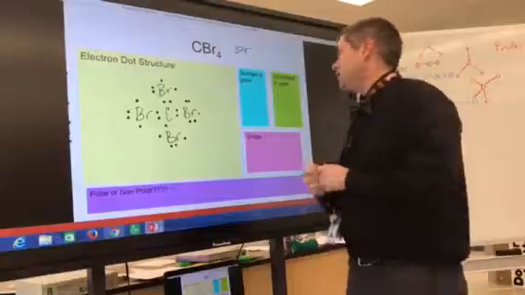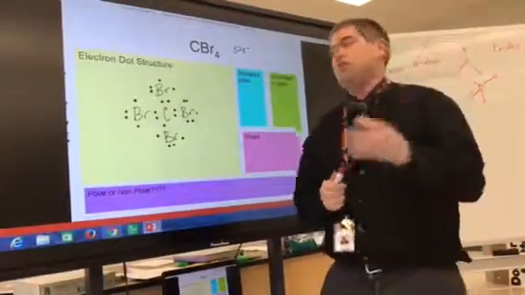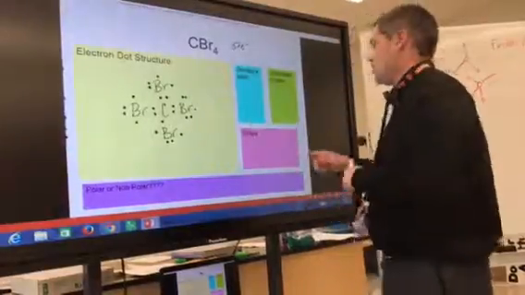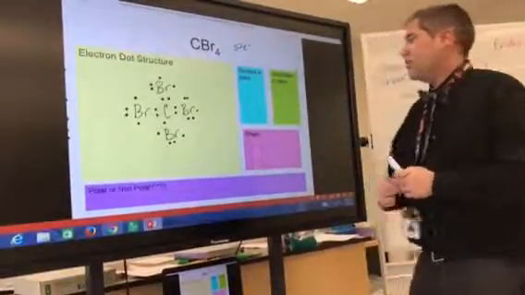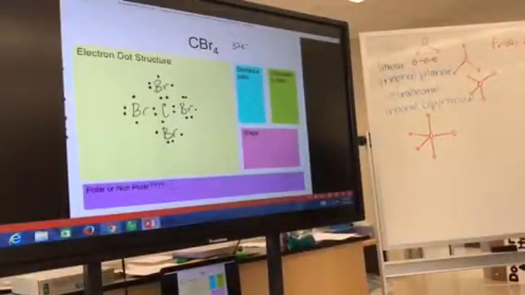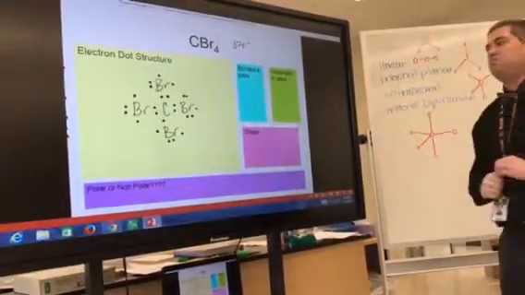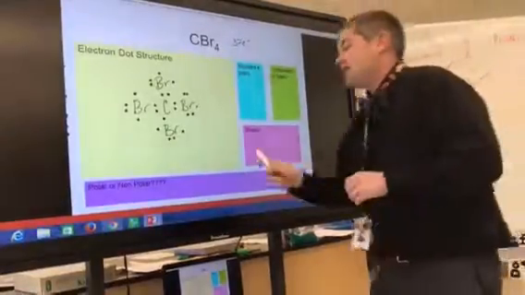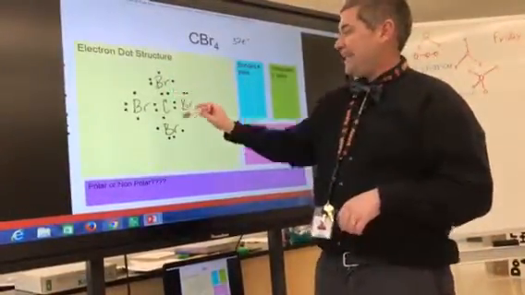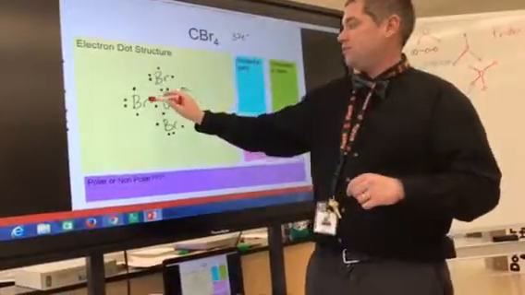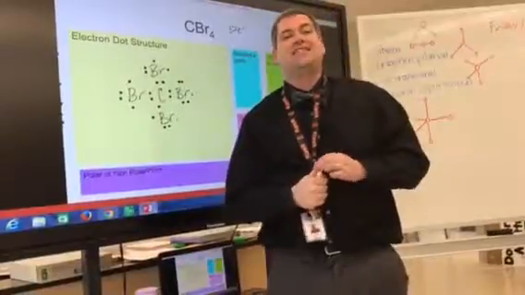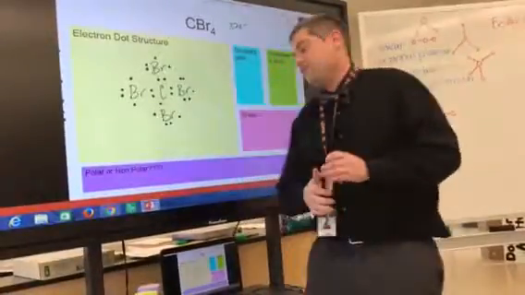So, how many bonded pairs? I have 4 bonded pairs. I have 0 unbonded pairs. The shape would be this one right here, which is tetrahedral because there is 4 bonds. Is this polar or nonpolar? This bromine pulls it that way, this bromine cancels it out, this bromine pulls it that way, that bromine cancels it out. So this is nonpolar.